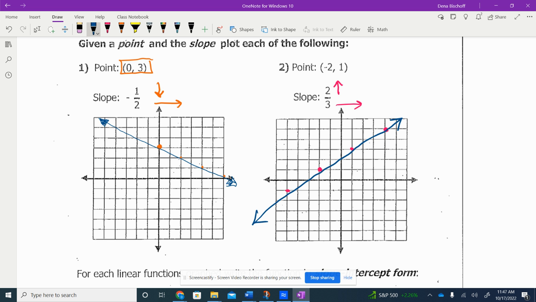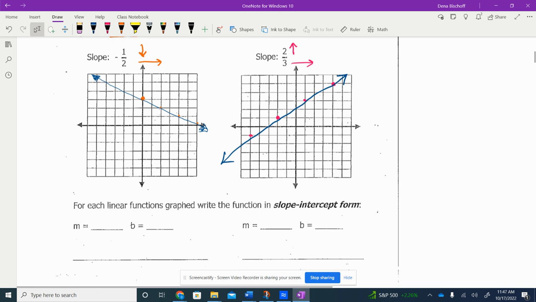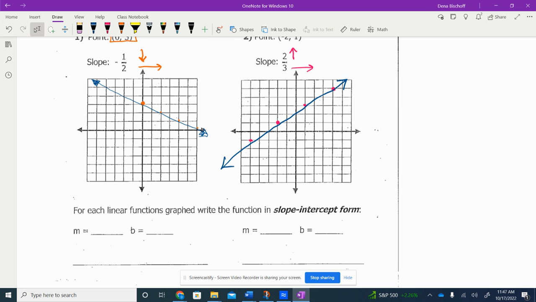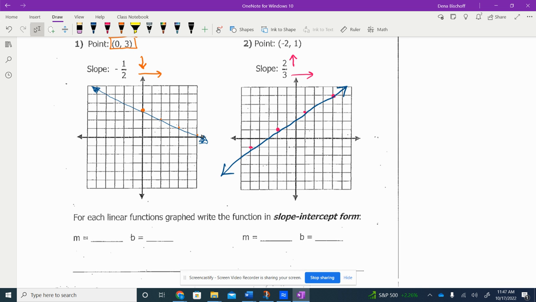Now we're going to do something with those. It wants us to write an equation for those, right? So it says, for each linear function that you just graphed, write the function in slope-intercept form. Well, the first one is pretty easy because I know that my slope is negative 1/2, and I can see that it crosses the y-axis exactly at 3. So my slope is negative 1/2, my y-intercept is 3. So that's the equation y equals negative 1/2 x plus 3.